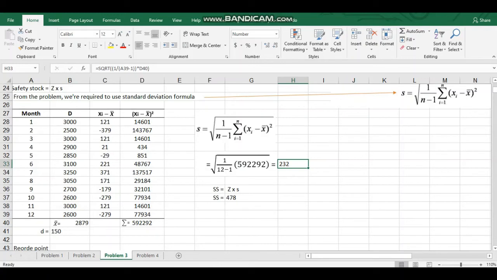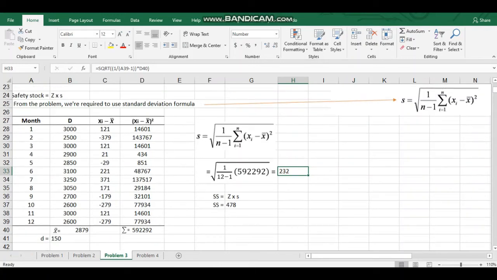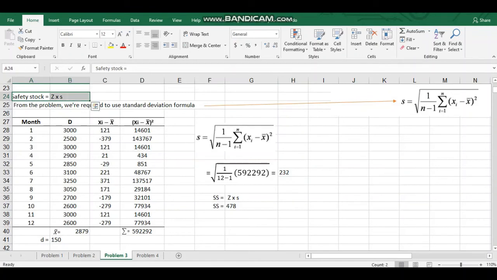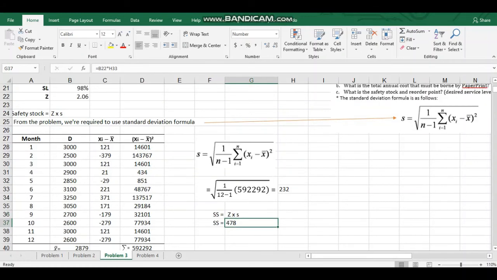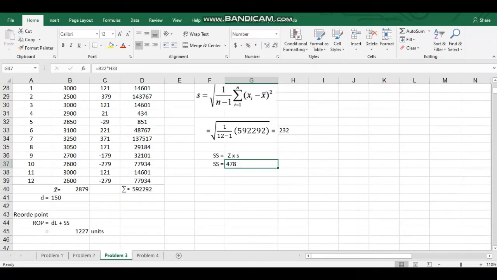deviation. And now we already have the standard deviation, and we are back to find the safety stock using this formula. So to find the safety stock, just multiply the z value, which is 2.06, times the standard deviation, and we got this number.